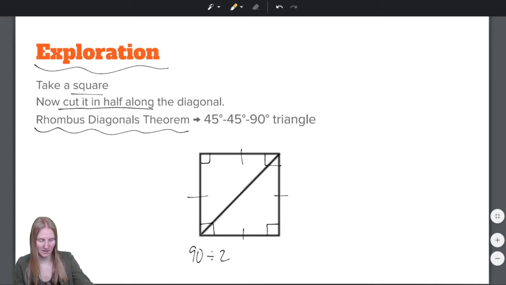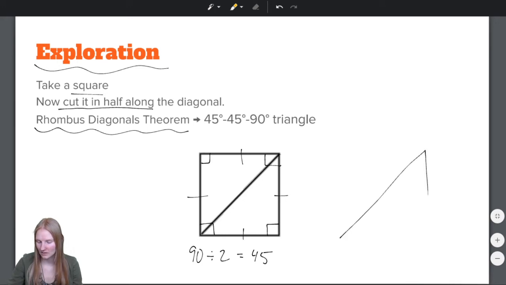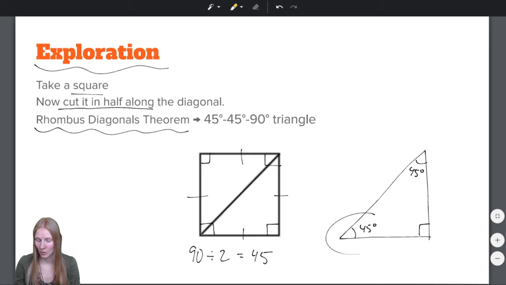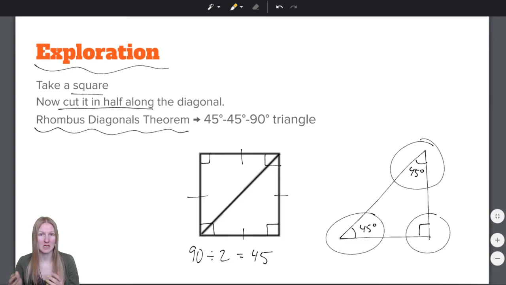What is 90 divided by 2? The soccer fans will know that this is 45. Because each half of a soccer game is 45 minutes, so the game is 90 minutes in total. So, this is where we get our 45, 45, 90 triangle. This is why it's called a 45, 45, 90 triangle, because one angle is 45 degrees, another angle is 45 degrees, and the third angle is 90 degrees. So that's where 45, 45, 90 comes from.